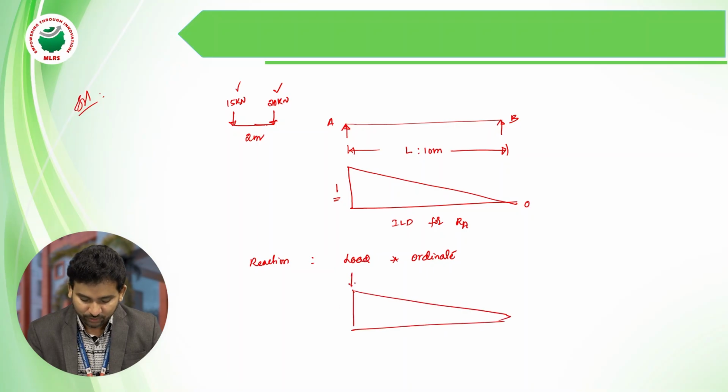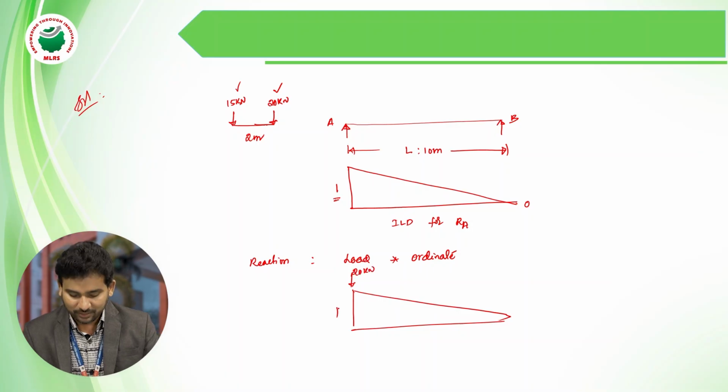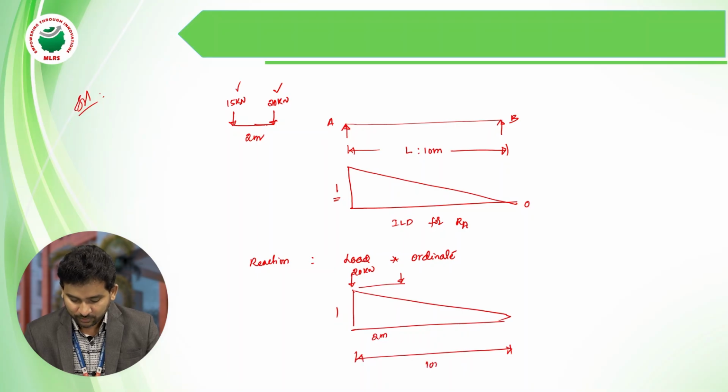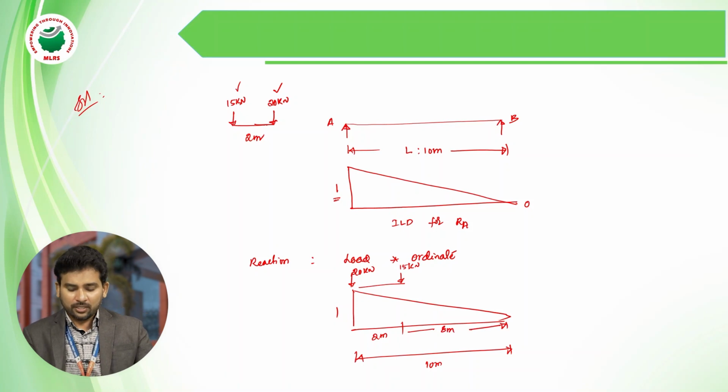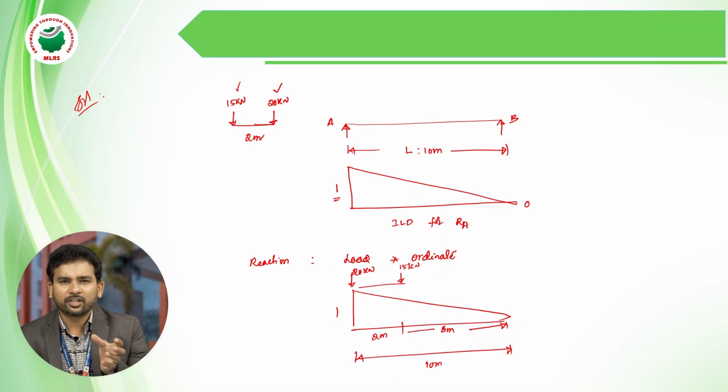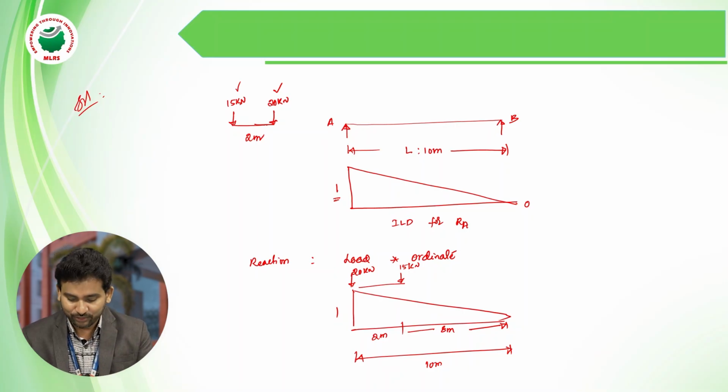If I'm keeping 20 kilonewton at the 1 ordinate, then where will the 15 kilonewton be? 2 meters apart. So the total is 10 meters, then it is 2 meters, and the remaining will be 8 meters. So this is the position of our load. At 20 kilonewton, 1 is the ordinate. But what about at 15 kilonewton? We are going to determine the ordinate under 15 kilonewton.